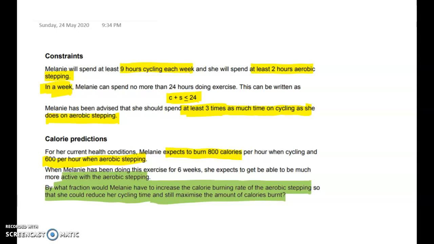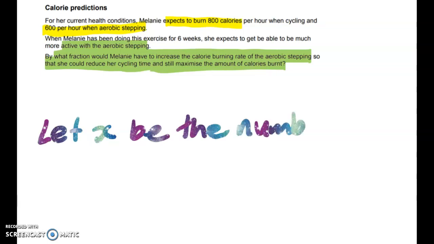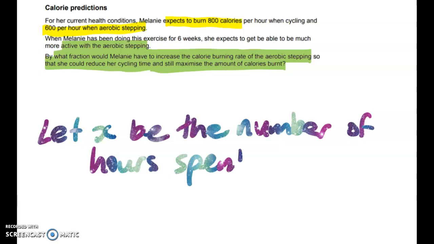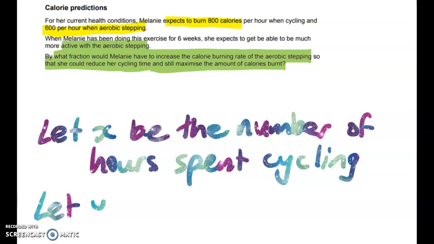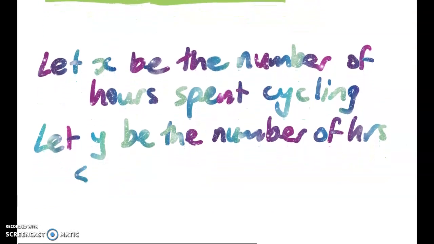So let's just quickly do all the usual stuff. We're going to start by saying let X be the number of hours per week spent. What's X? Which one is X? Sorry, just trying to remember. X is the first one, so X is cycling. It doesn't matter, right? You'll just end up backwards from me if you do it the other way around. And let Y be the number of hours spent stepping, and that's both per week.